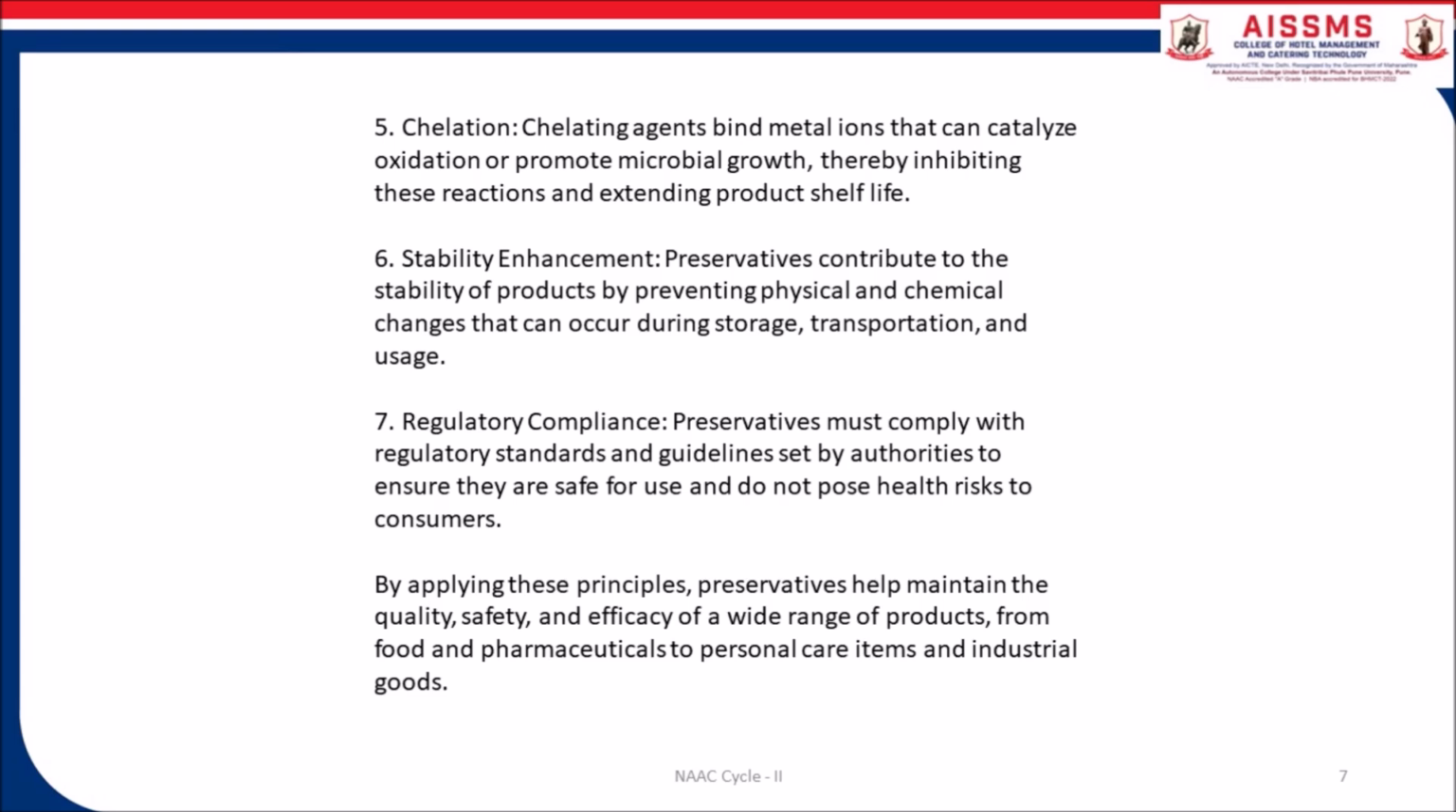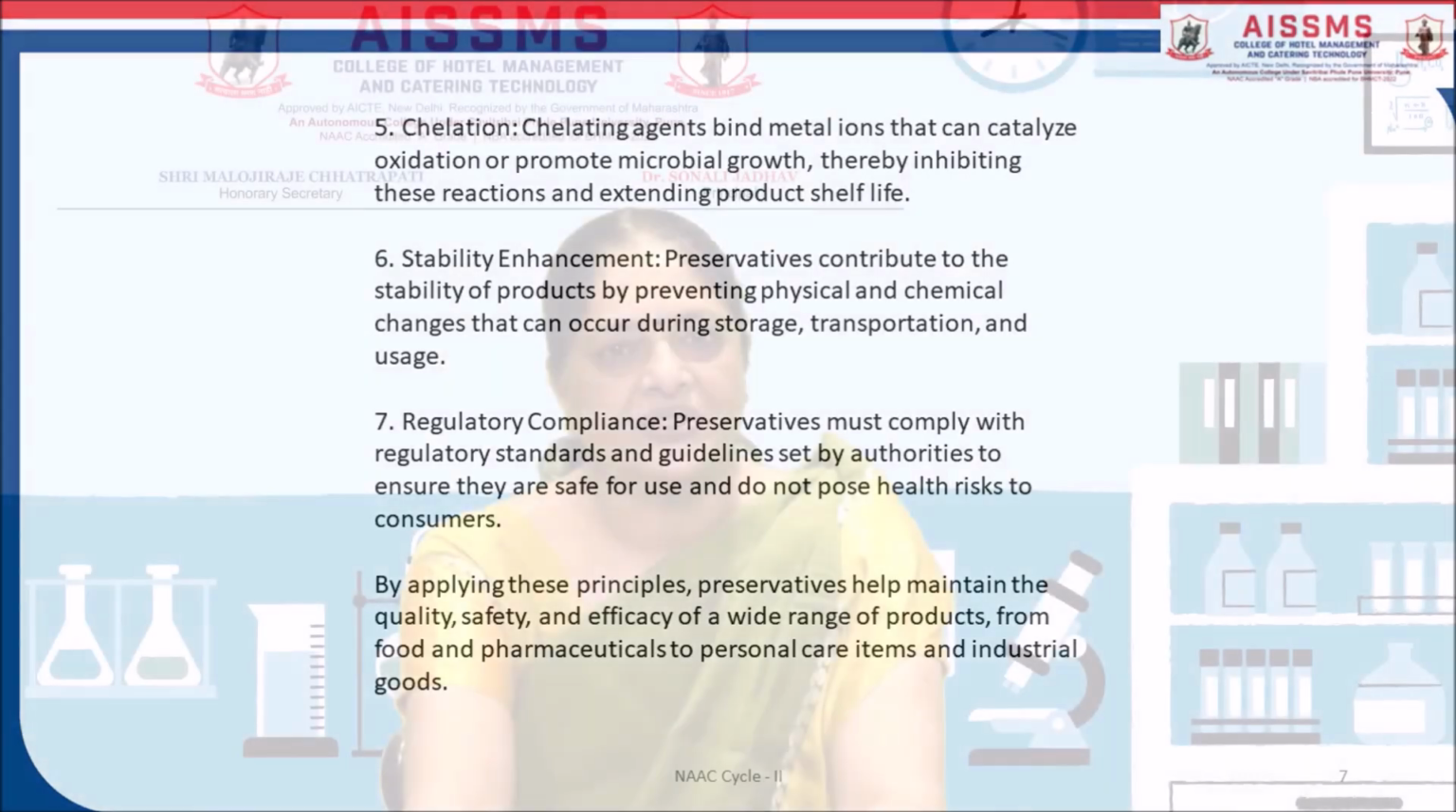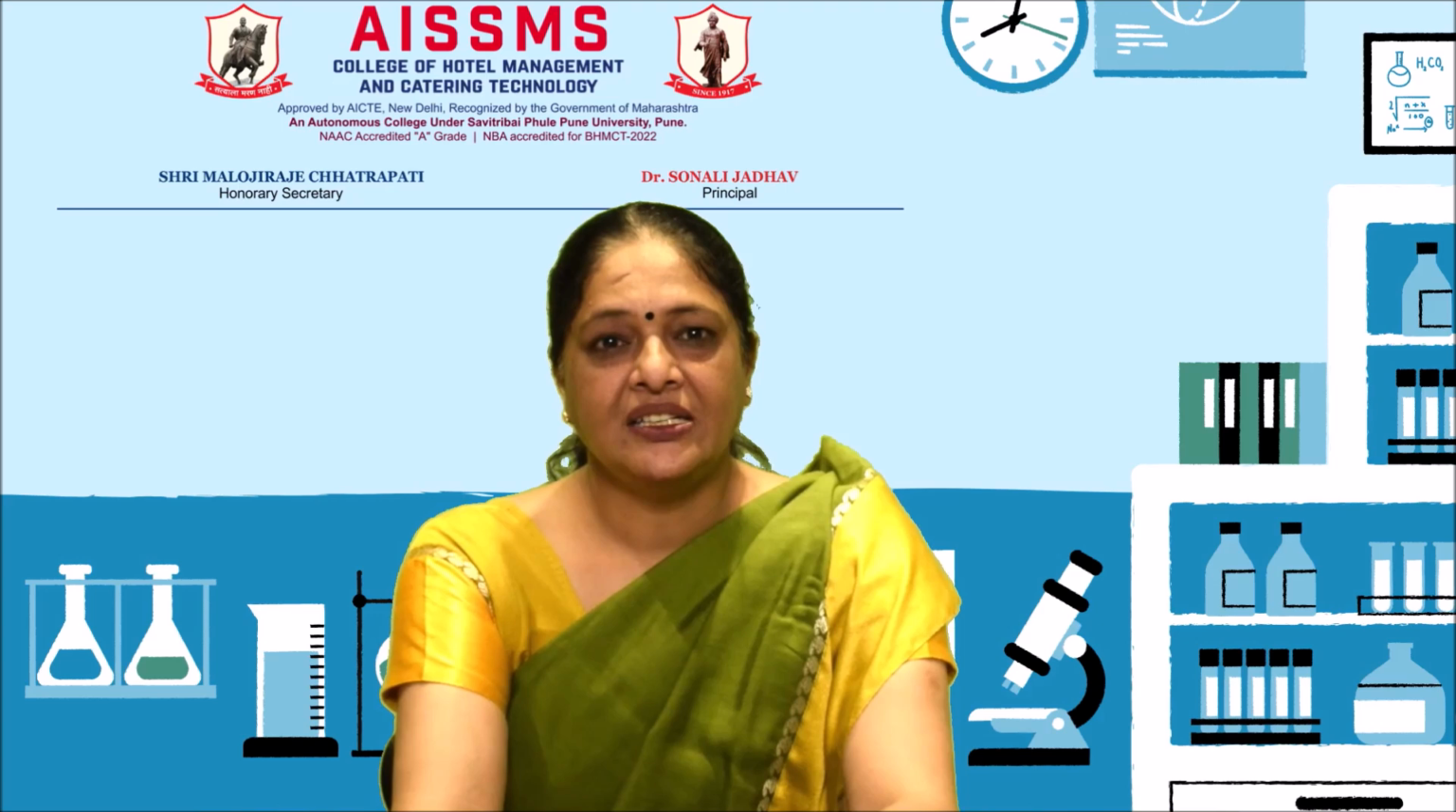The last principle, the seventh one, consideration of consumer preferences. As awareness of food additives grows, consumer preferences may shift towards products with fewer or more natural preservatives. Manufacturers often balance the need for preservation with consumer demands for cleaner labels and minimal processing, driving innovation in preservative technologies. Now we have seen the chemical principles.